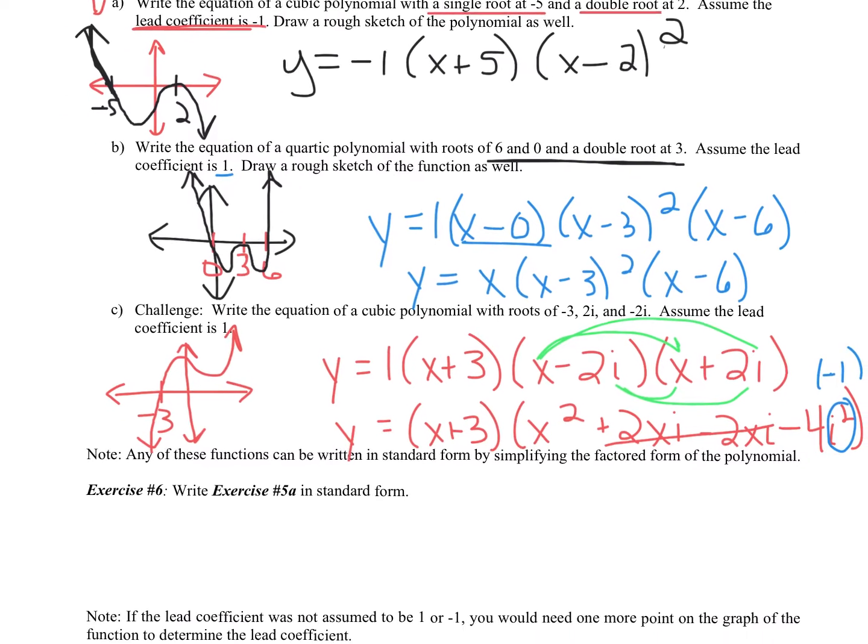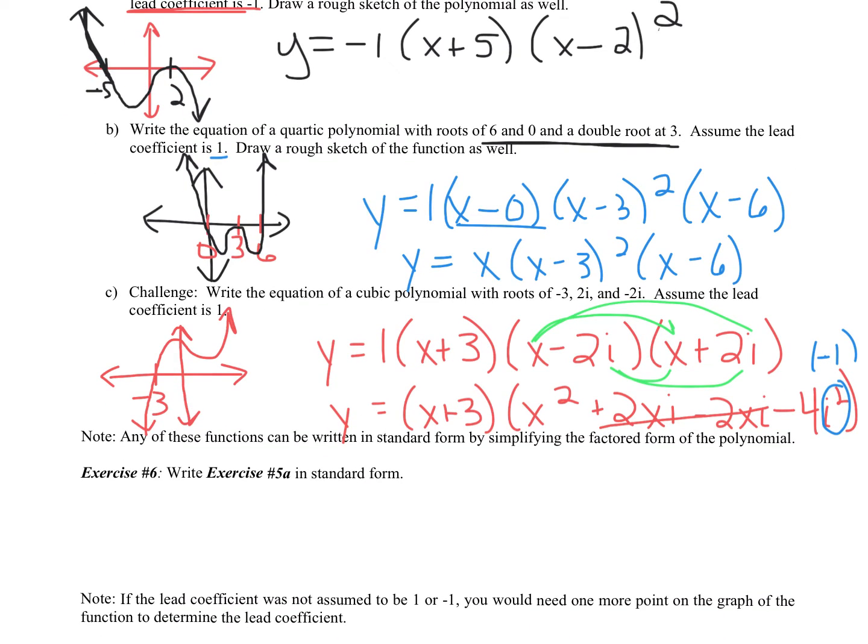I don't have a ton of room, but I'm going to squeeze it in right here. So this is y equals x plus 3 and x squared plus 4. That's not something we would really test you on, but the idea is even if there's imaginary roots, we can find equations that don't have imaginary numbers in them for those.